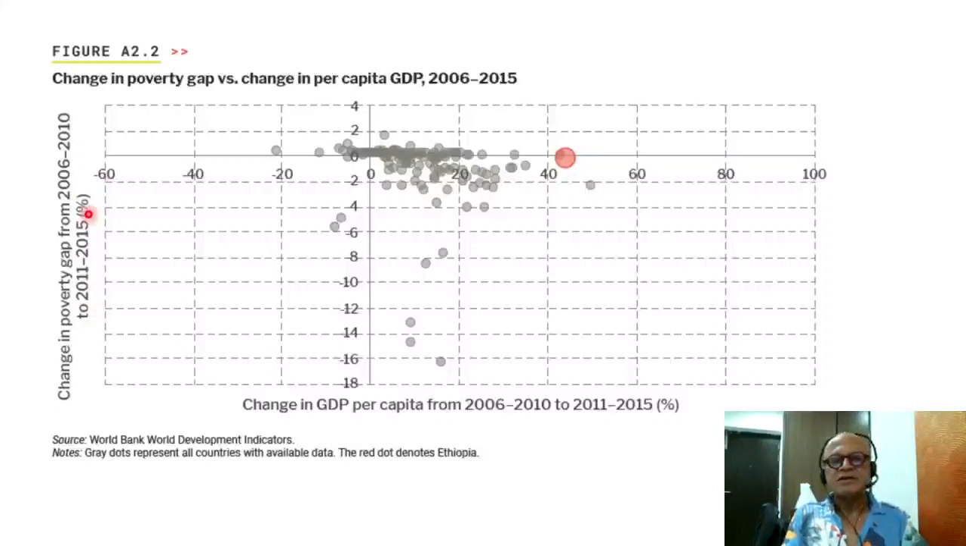Again, you can see that there are positive numbers on this side and negative numbers on this side. So there are many countries in this phase space, some in this phase space, and Ethiopia is out here, which shows a change in GDP per capita that is positive, which is a good thing, over 40%, but it really did not move the poverty gap in the 2011 to 2015 period with respect to the previous period of 2006 to 2010.